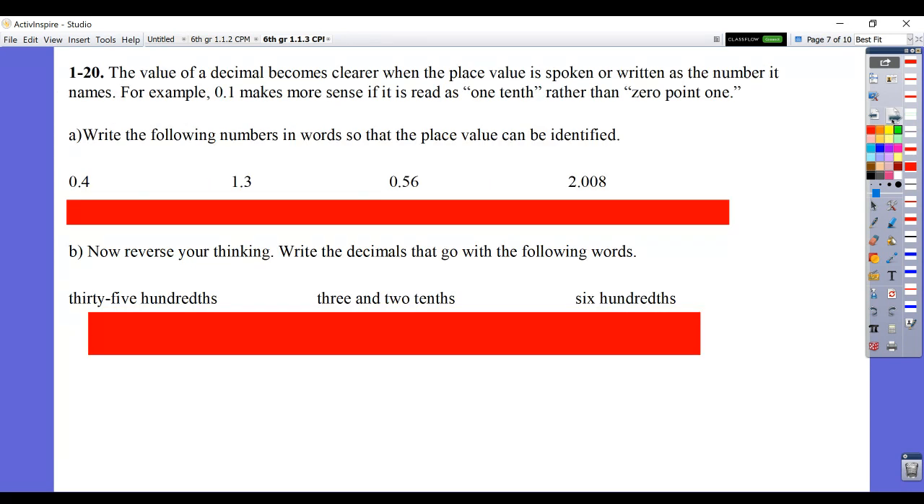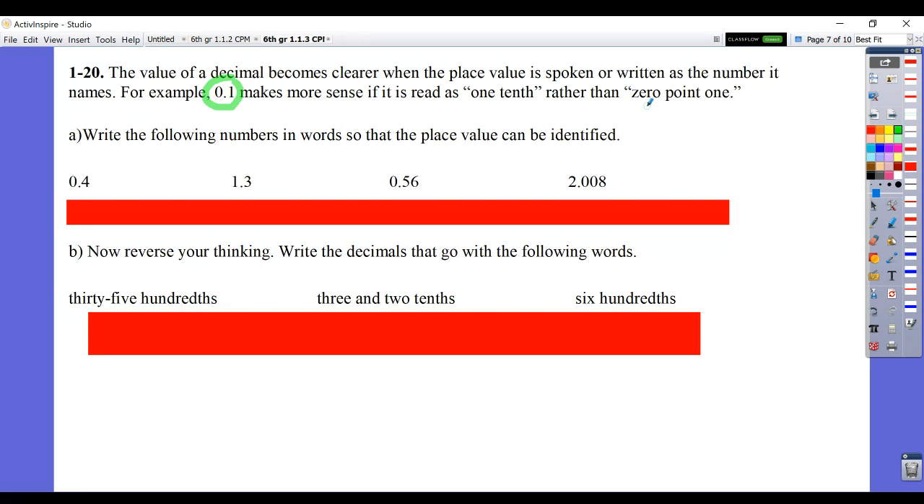For 120, these questions should end up being a bit more of a review. So they tell you that the value of a decimal becomes clearer when the place value is spoken or written as the number it names. In other words, if you look at this number, it's more sensible to read it with correct place value, which is 1/10, rather than to read it as 0.1.